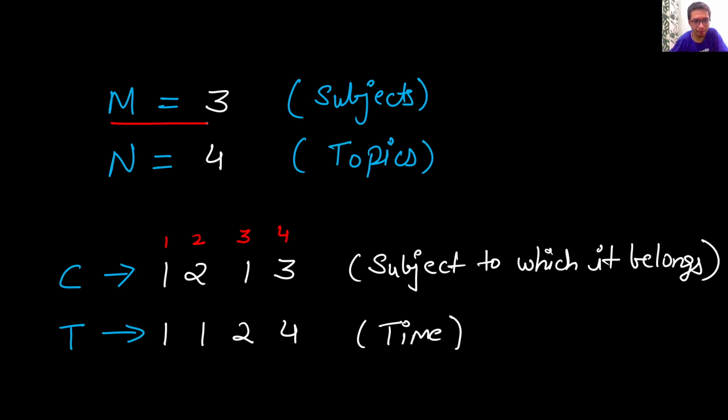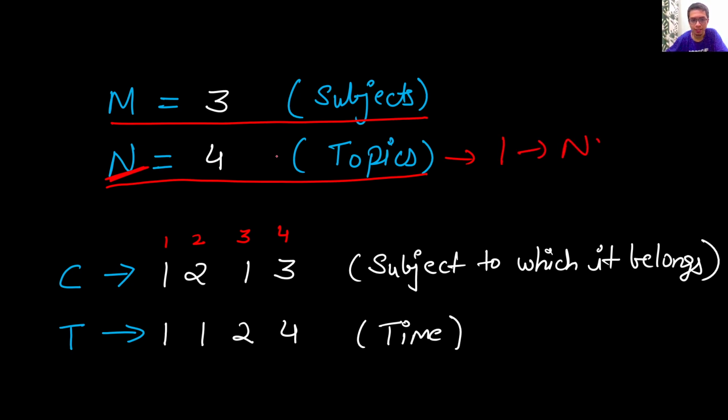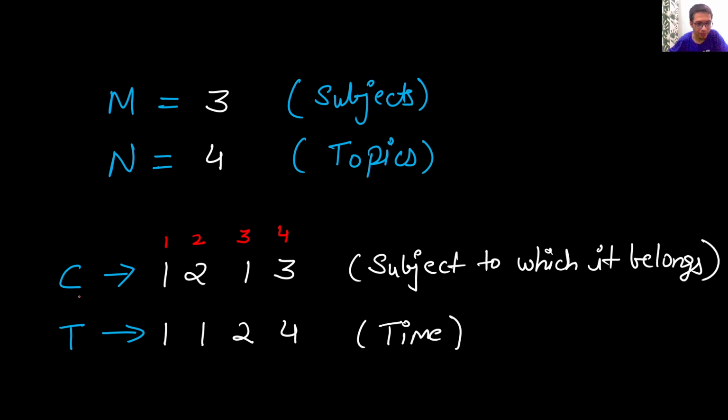So we have m subjects, we have n topics, and these n topics would be from 1 till n. Since n over here is 4, we would have topics from 1 till 4. So we would have these 4 topics: 1, 2, 3, and 4. Now, we have a C array and a T array.